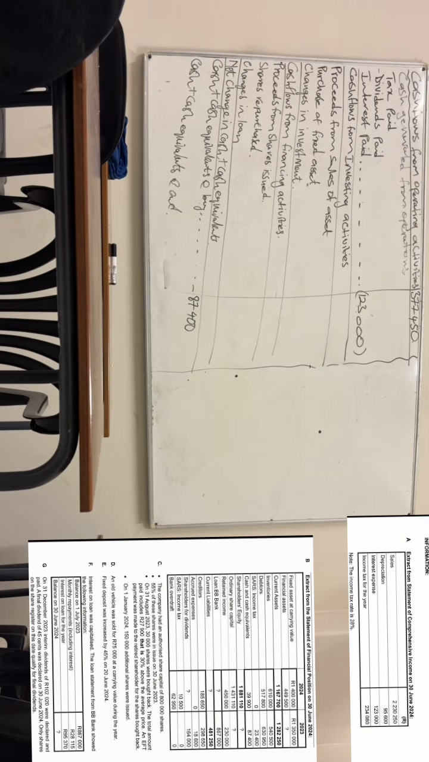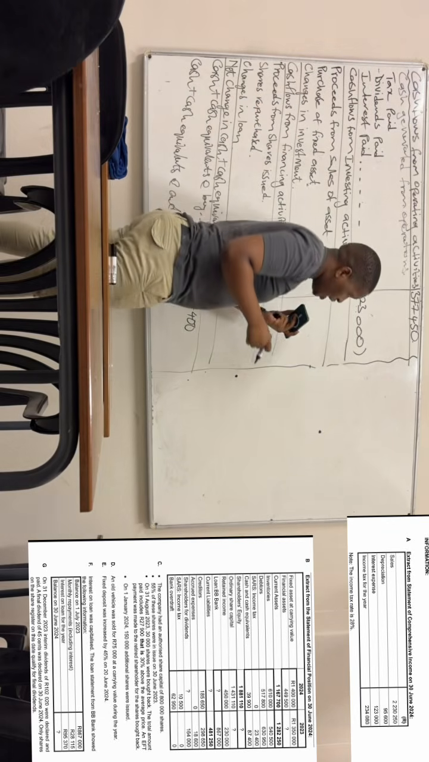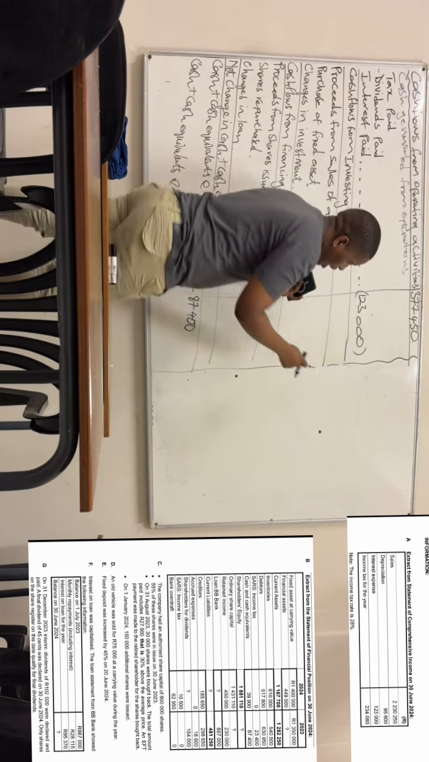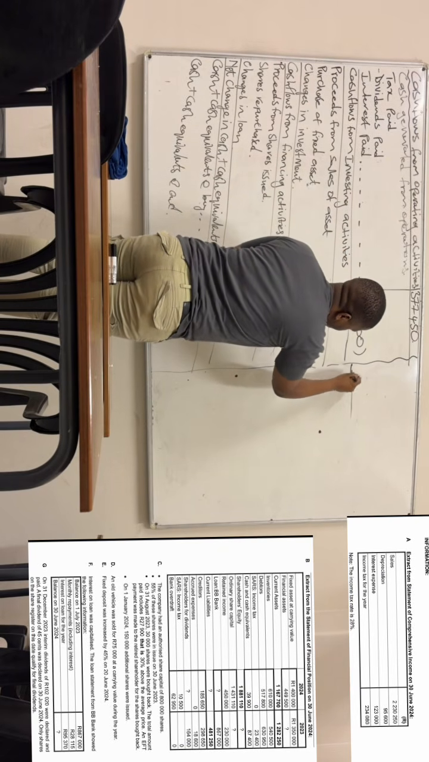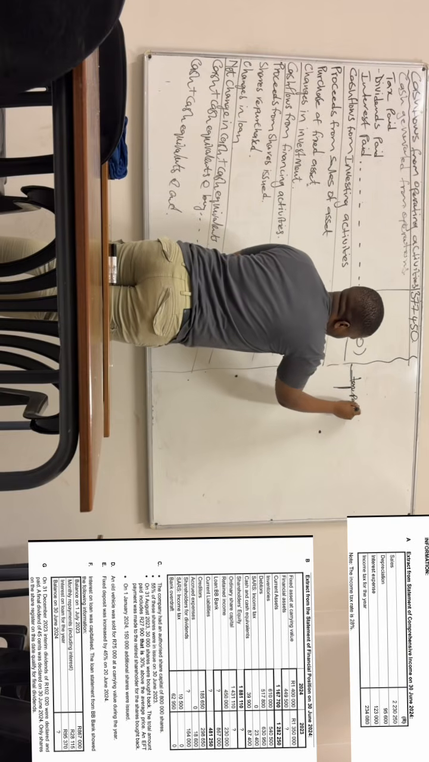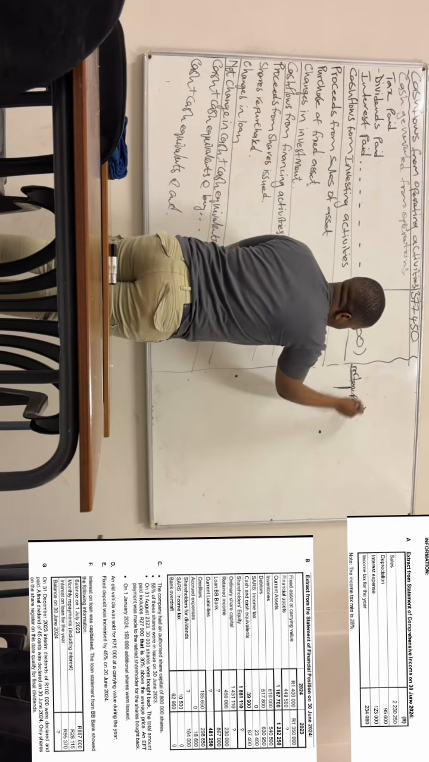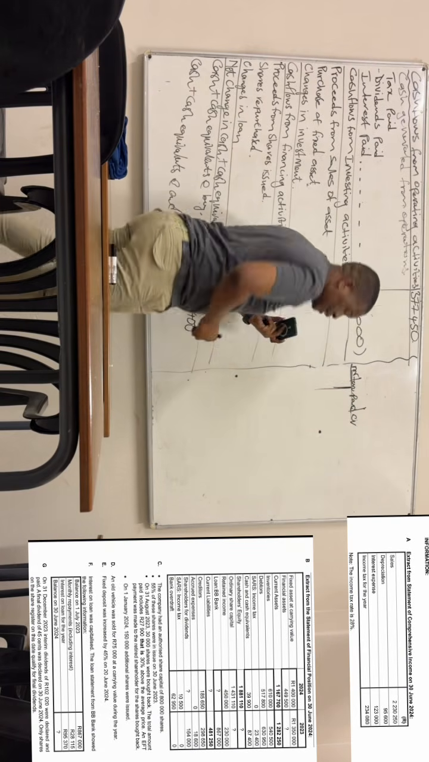Now let us start with our tax paid. As I mentioned on the first video, you have to draw your T account. You name it tax paid. You have the debit side and the credit side.